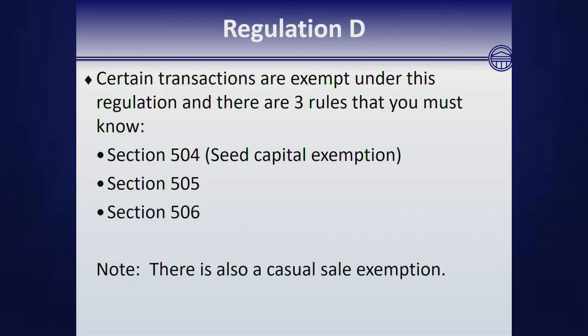And so there is also a casual sale exemption. And so a casual sale exemption is a sale by someone who is not an issuer, underwriter, or a dealer. And a casual sale exemption is also exempt from registration. By the way, just in case you don't know, an issuer is a corporation or a partnership that's issuing securities. And an underwriter is someone who purchases securities with the purpose of reselling them and has no intention of actually investing in these shares.